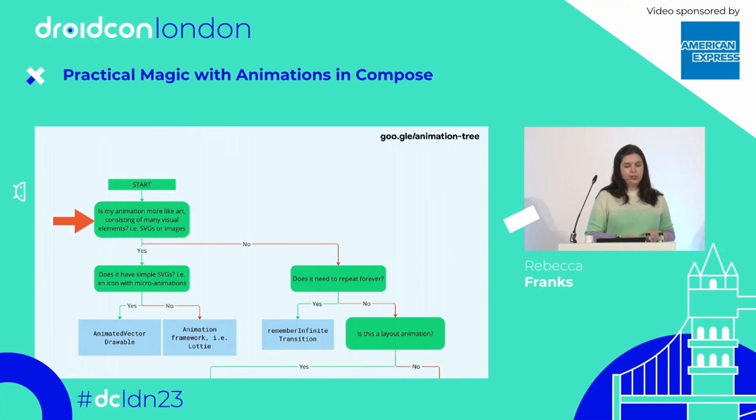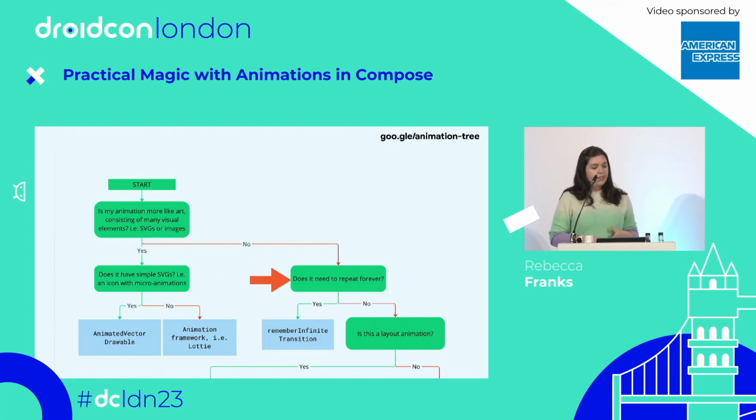First, we ask ourselves the question, is our animation like art? Does it have a lot of visuals and imagery that we are animating on screen? In this case, no, because it's just text. Then, does our animation need to repeat forever? In this case, no, it doesn't. It gets updated based on the state, if we are in an error state or not.